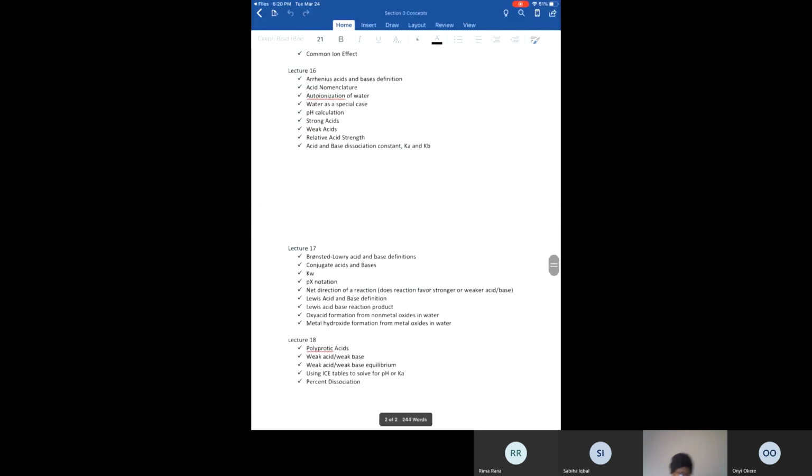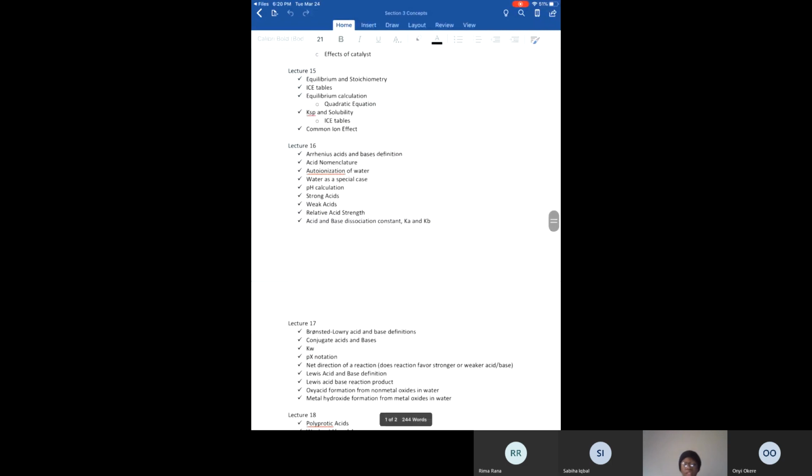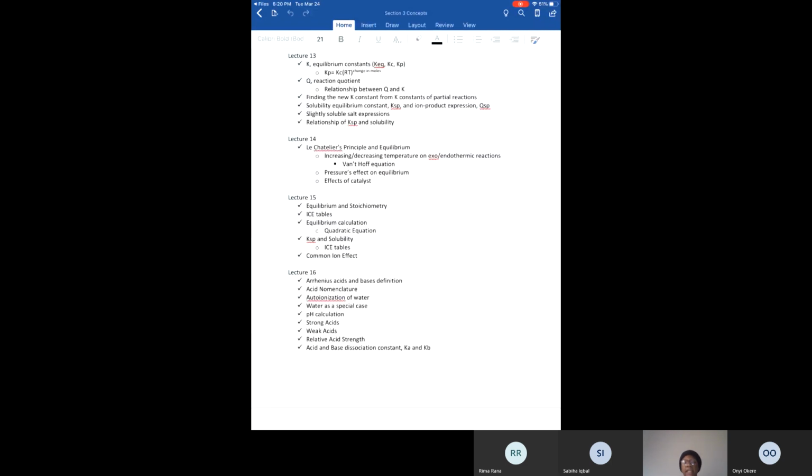I'm not entirely sure if you are required to memorize your strong acids and strong bases. It's always good to know. It could never hurt you to know the strong acids and strong bases. But if you're not required to know, oh yeah, she wants you to. Okay, so yeah, it's good to know your strong acids and bases. I mean, it depends on what major you are.